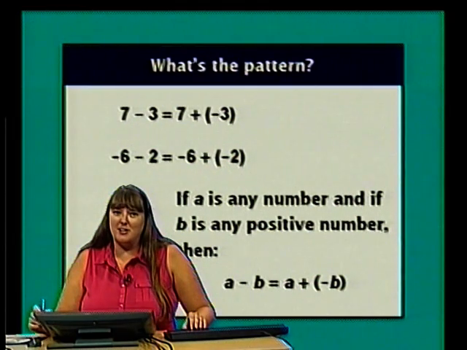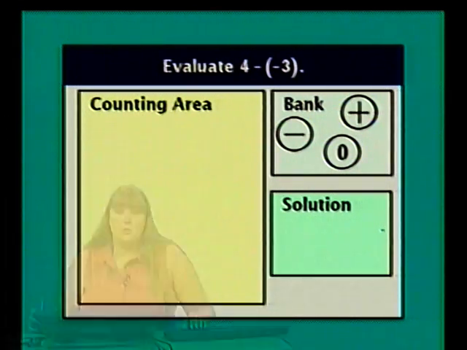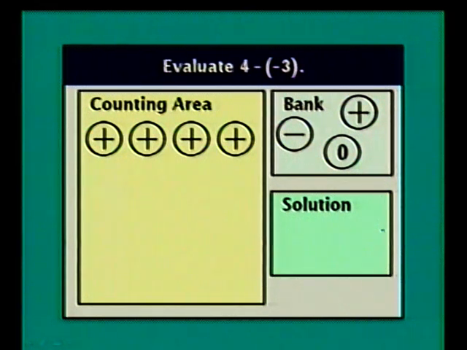Now you might be wondering at this point, does this work with negative numbers also? What if B were a negative number? Well, let's try. Let's evaluate 4 minus negative 3 using our chip model. This time, I need to start with 4 positive chips in my counting area. I'm going to need to subtract 3 negative chips.